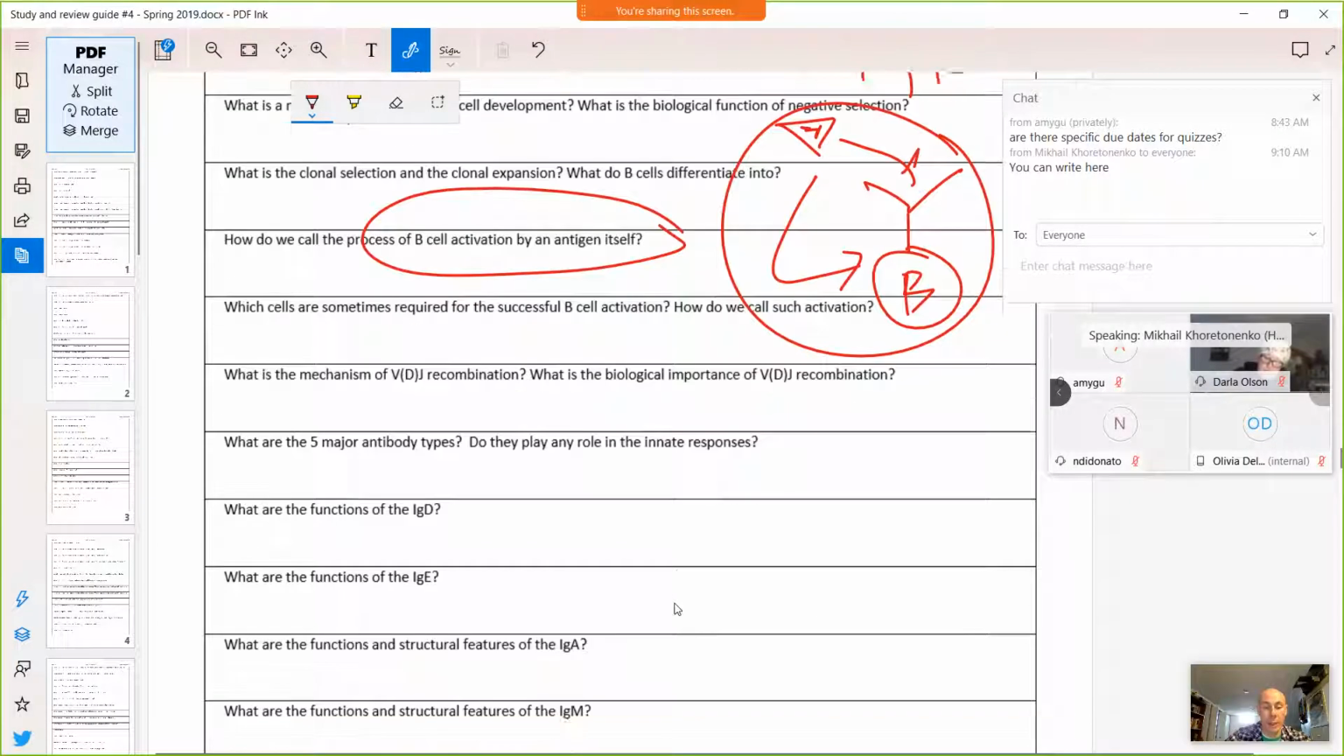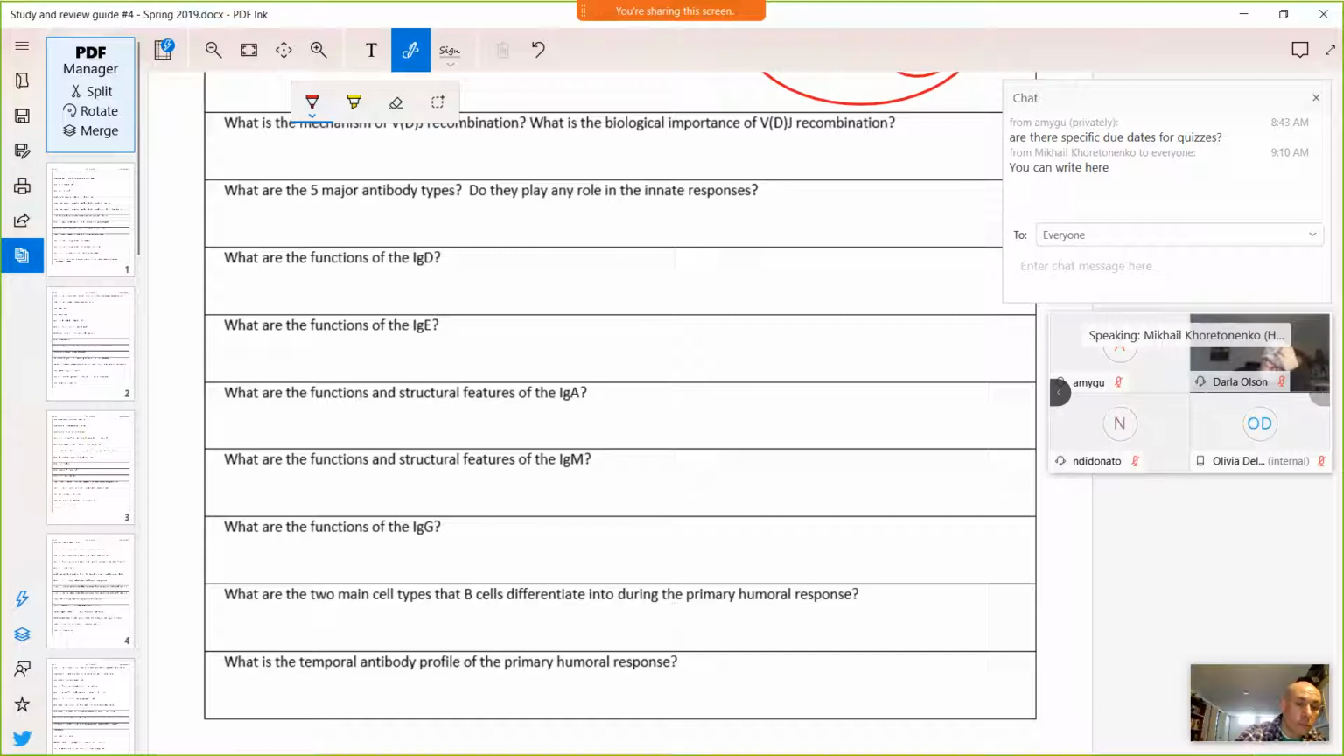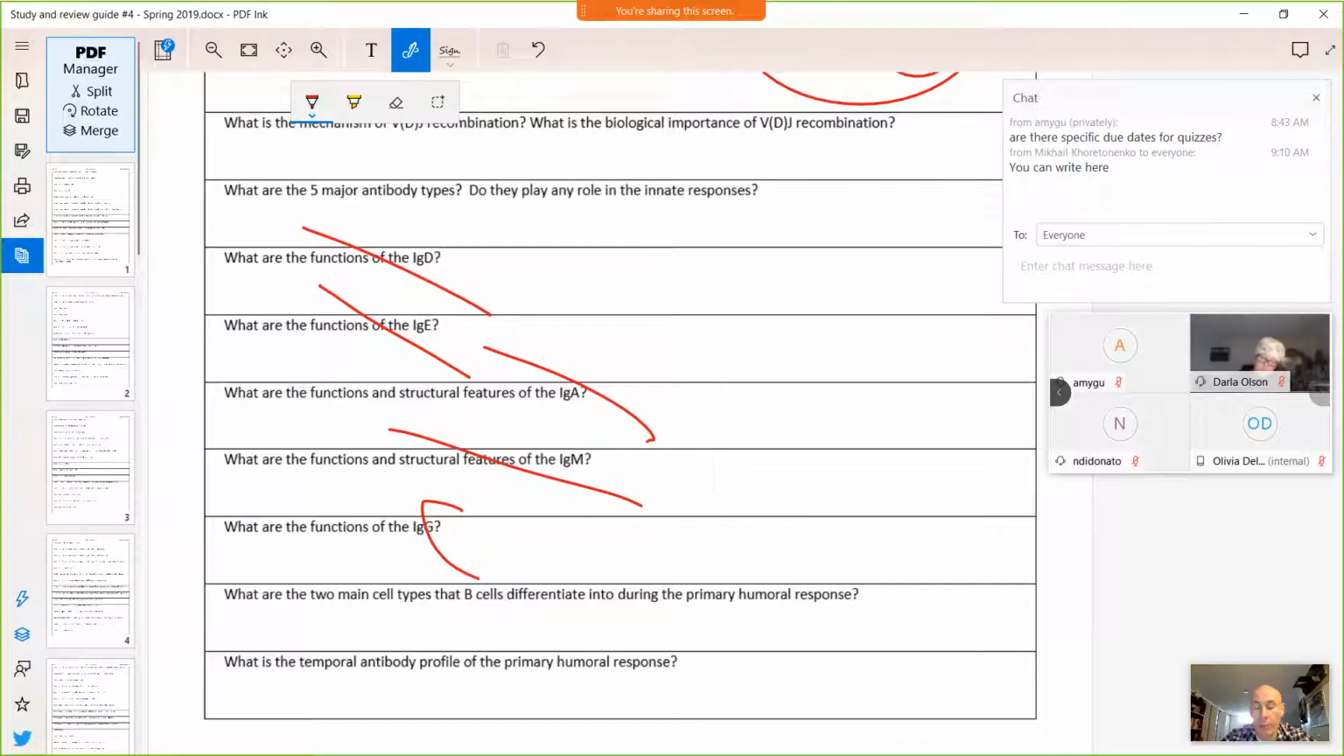immunoglobulin D, B cell receptor, immunoglobulin E, allergic responses, immunoglobulin A, dimer that can be found in the mucosal membranes and in the mother's milk. Immunoglobulin M, first response antibody is produced first and can fix complement. Immunoglobulin G can activate complement, can cross placenta, the main antibody of a secondary response. 2 main cell types, memory and plasma.